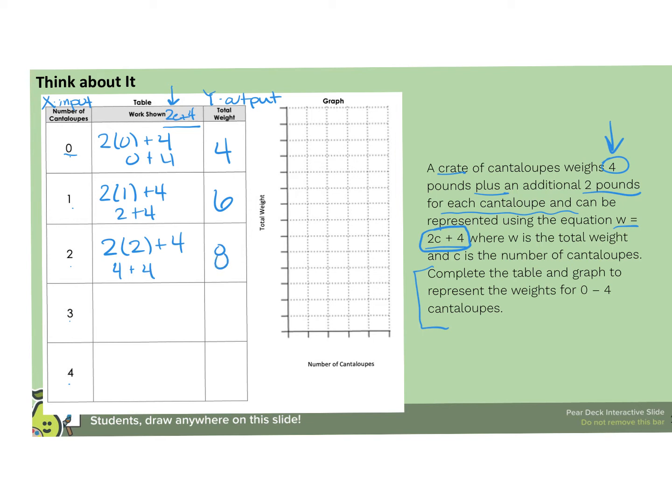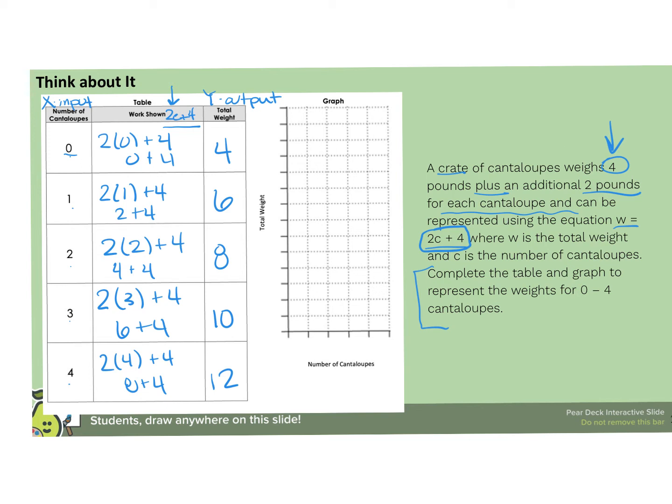For 3 cantaloupes, I take the 2c plus 4, but I know c is 3 here, because c is the number of cantaloupes. I'm going to add 4 to that to get 10. And then finally, if I have 4 cantaloupes, it would be 2 times 4 plus 4, which is 12. Now, these numbers were easy. You could have done it in your head, but we want to practice doing the math, because eventually the numbers are going to get more complicated, so it won't be so easy to just do it in your head. So we're going to show work for everything for now.